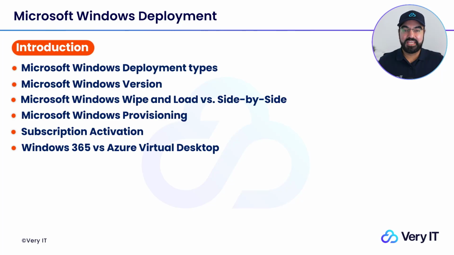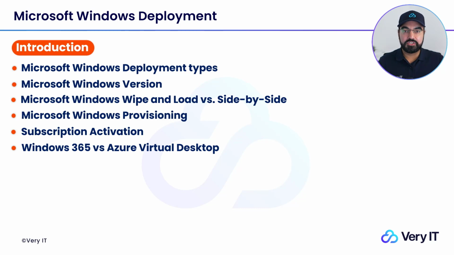Here we'll be looking at Microsoft Windows deployment. Here we'll be covering 6 main topics. The Microsoft Windows deployment type. This covers the different methods and use cases we'll be running through. Then we'll run through the Windows versions, what they are, what the features are, and what use case you'd use them in certain scenarios.